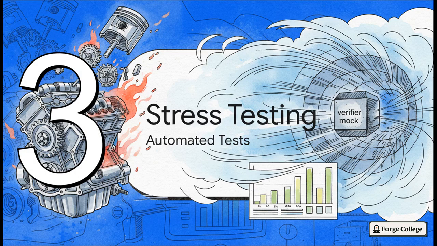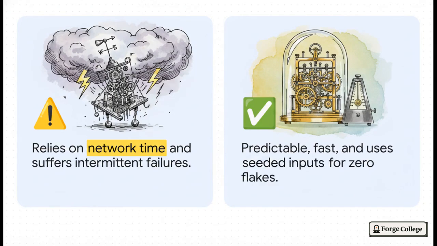Section 3, stress testing the machine. Let's talk automated tests. If the verifier mock is our engine, we need to put it inside a wind tunnel for some rigorous, predictable trials. And when we run those trials, we absolutely have to avoid the bane of every developer's existence, the flaky test. You know the ones. We've all suffered through them. They rely on real network time, they suffer from random intermittent failures, and they literally only pass on Tuesdays when the stars are perfectly aligned.